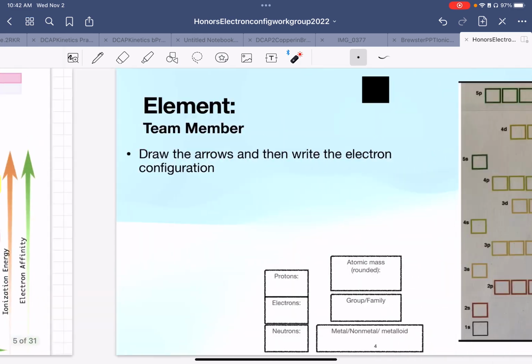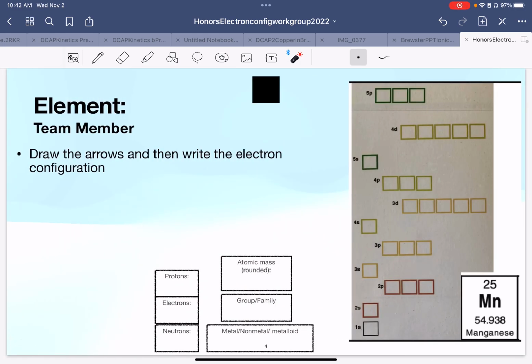Okay, let's try the squares. So on the squares, these are a little bit more challenging because we'll throw the transition metals in, but let's start off the same way. So first thing up, atomic mass rounded. That should round to 55.